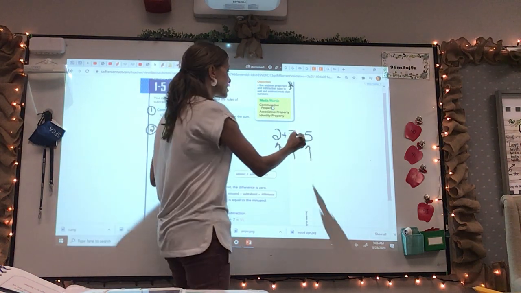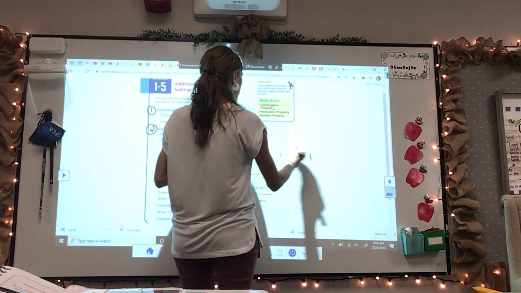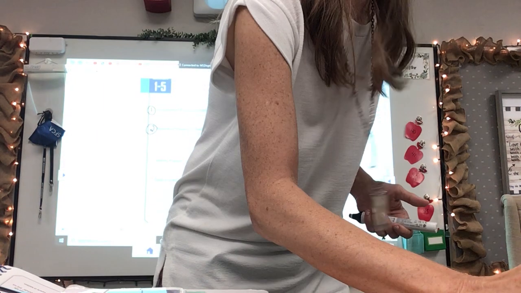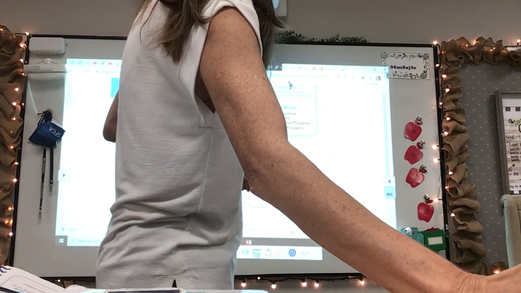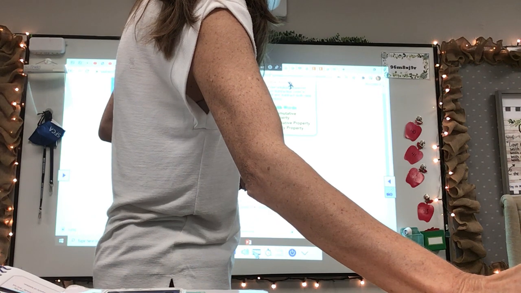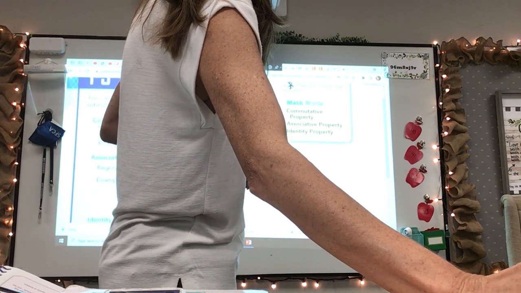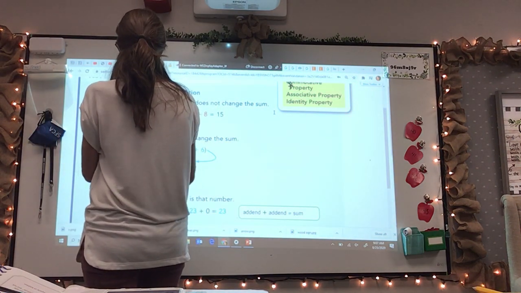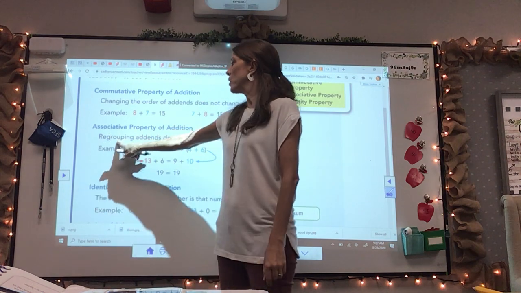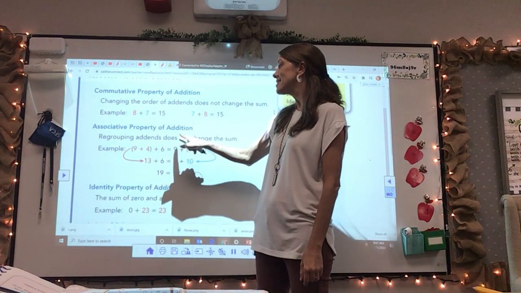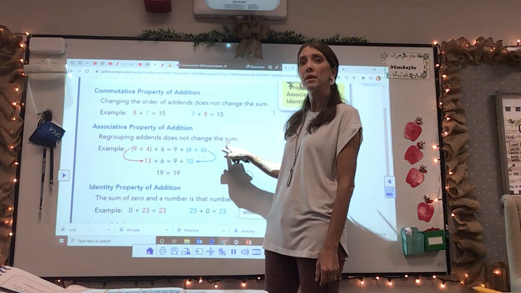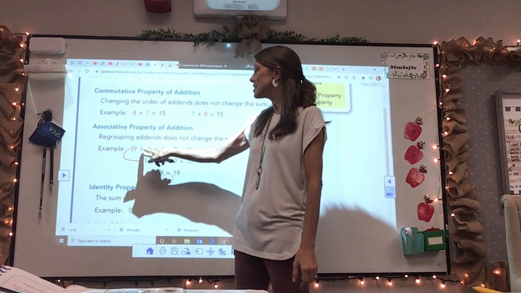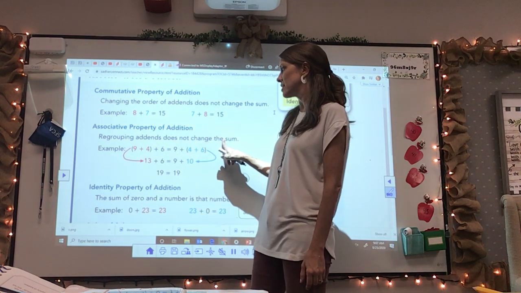So, the associative property says this. I want all your ears really paying attention. It says it does not matter. I'm going to make this a little bigger so you guys can see it. Regrouping the addends does not change the sum. So first we had changing the order of the addends doesn't change the sum. And now we say you can regroup them and it doesn't change the sum.